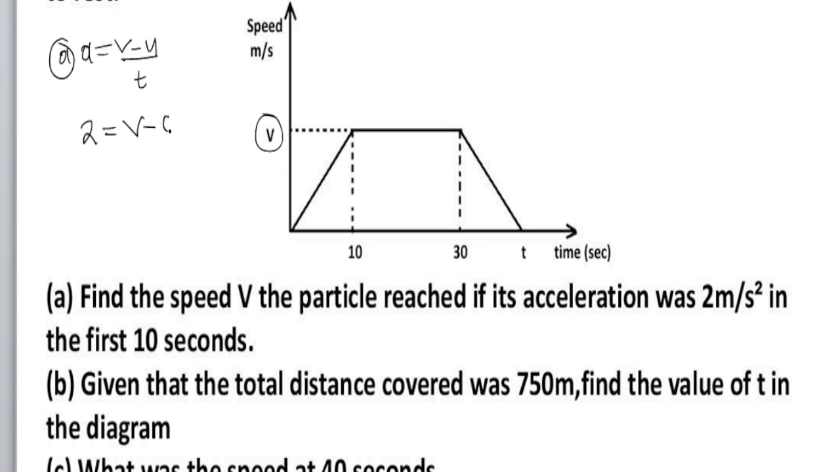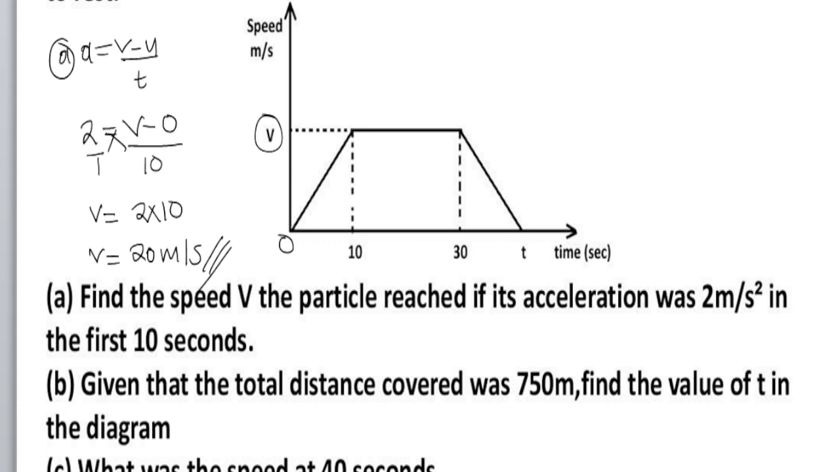Then initially it started at 0. Even if there is no 0, we know it started from rest. The time it took was 10 seconds. So this is going to be 2 over 1, cross multiply: v minus 0, that will be v, equals 2 times 10. So our v will be equal to 20 meters per second. So this is our v, meaning we found that. Now that that has been found, we proceed to part B.